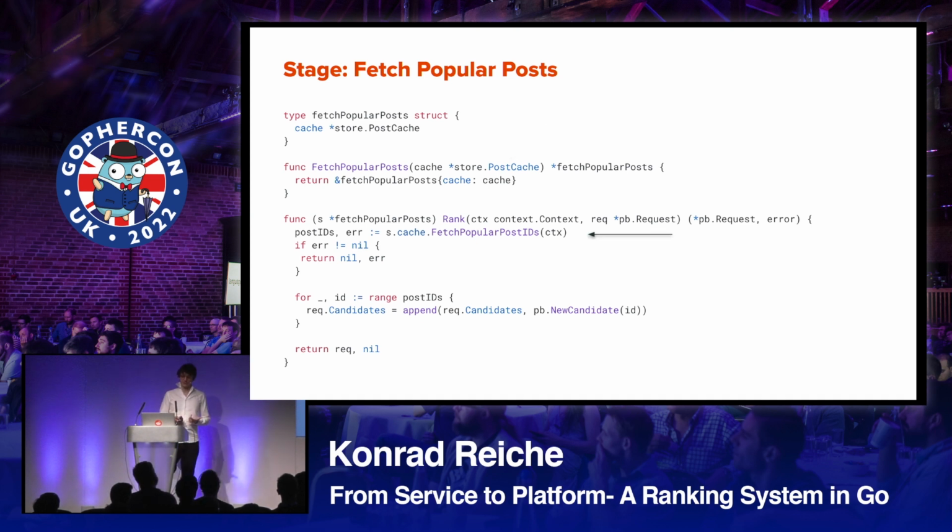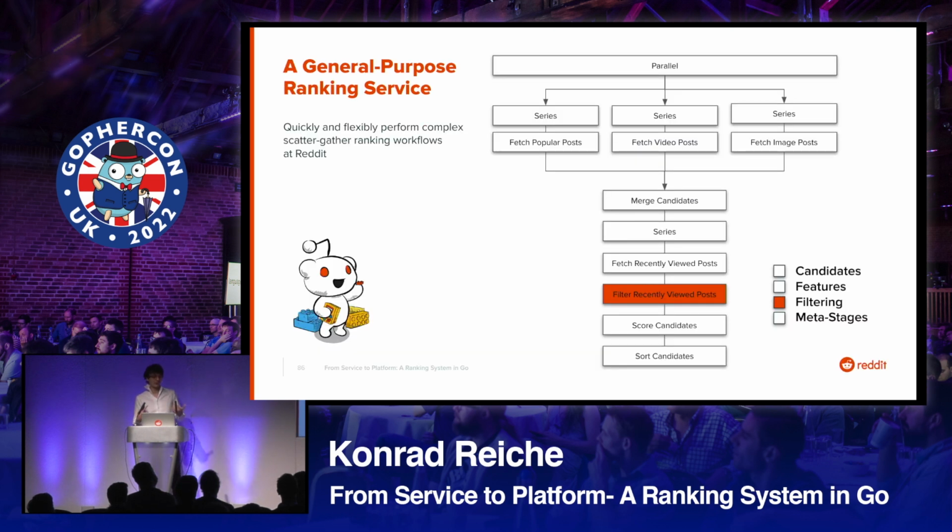Okay, here we fetch the posts, and then we add them to the request. So a stage always operates on the request type to make changes. That's why it has a pointer type. Okay, what about filtering?